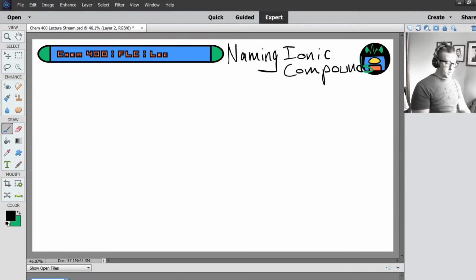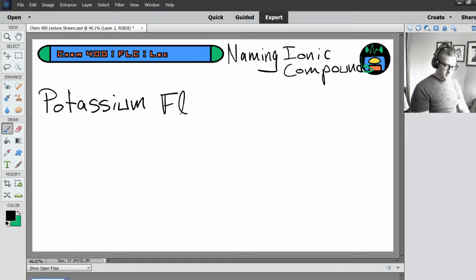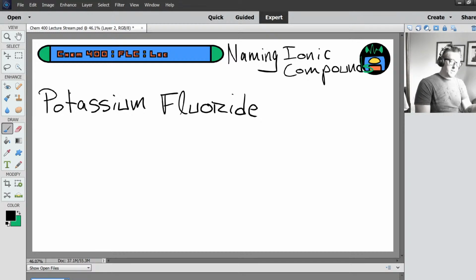But when we're given a name like potassium fluoride, this is a little trickier, right? Because one of the beautiful things about naming ionic compounds is you don't have to worry about specifying how many of each ion are present. You just say cation name, anion name.